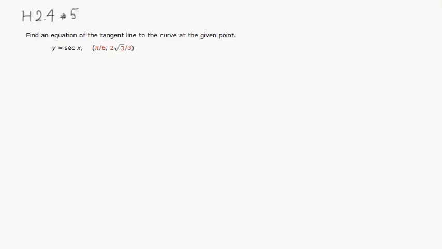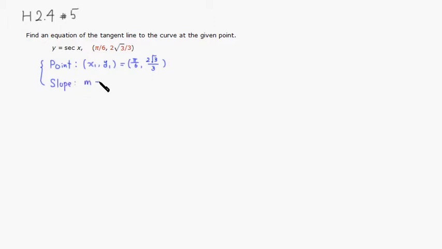First thing is we already know the point, so let's just write it down. We have a point, and I'm going to call it (x1, y1). So x1 is pi over 6, and y1 is 2 square root of 3 over 3. Then we want to find the slope, so that's the only other thing we need.